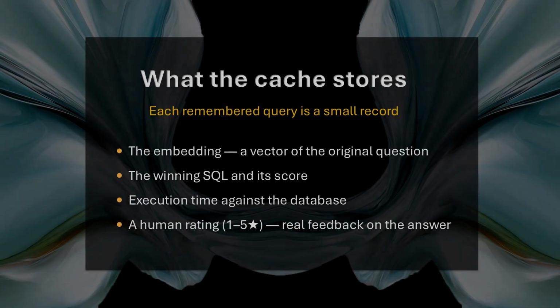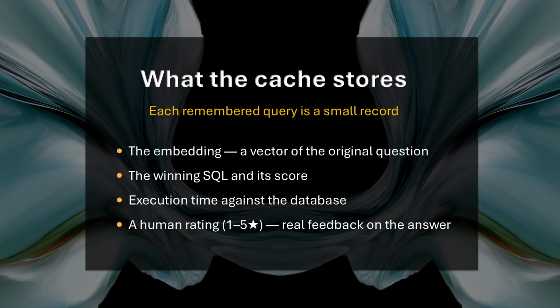So what's actually in each cache record? The embedding, a vector of the original question, which is how we find close matches. The winning SQL and its score. How long it took to run against the database. And a human rating, 1 to 5 stars, real feedback on whether the answer was any good. Each remembered query is a small, rich record.